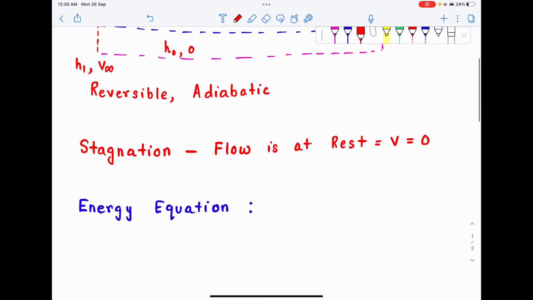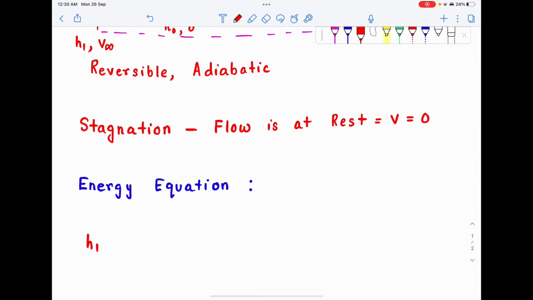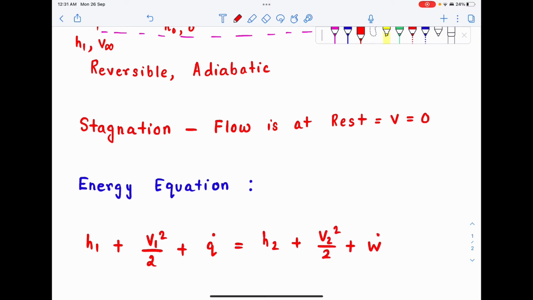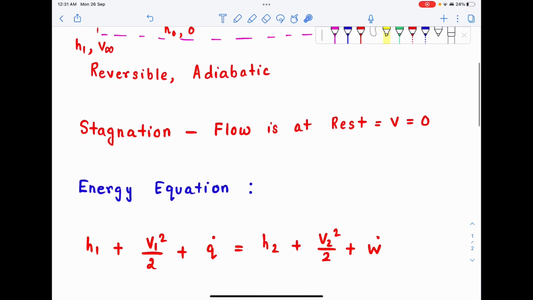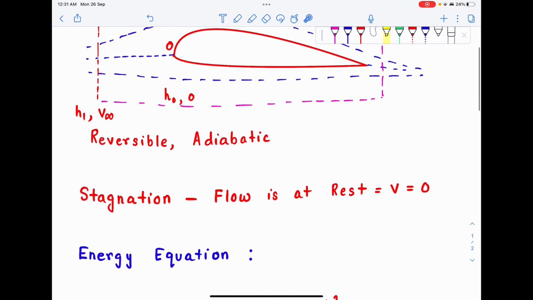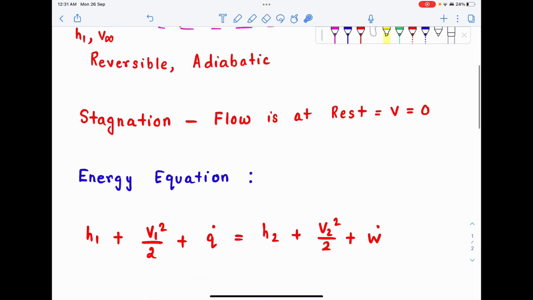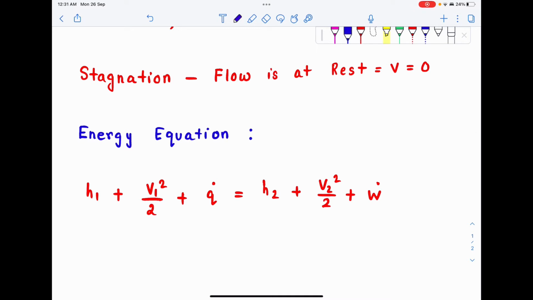And we know that the steady state open system equation is H1, that is enthalpy at point 1. This H1 is the specific enthalpy, that is enthalpy per unit mass. Plus V1 square by 2 plus Q dot is equal to H2 plus V2 square by 2 plus W dot. Now what is Q dot and W dot? Q dot is the heat transfer occurring within the control volume, and W dot is the work transfer occurring within the control volume. But for the sake of simplicity, we'll take that neither heat transfer nor work transfer is taking place, so we make these terms 0.